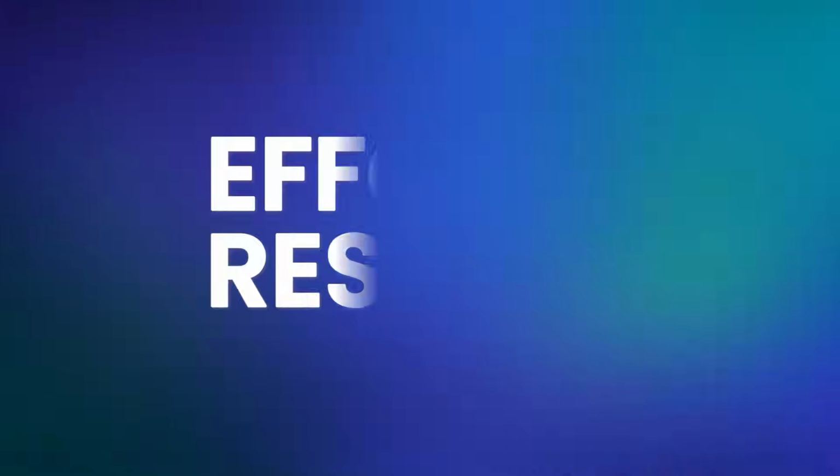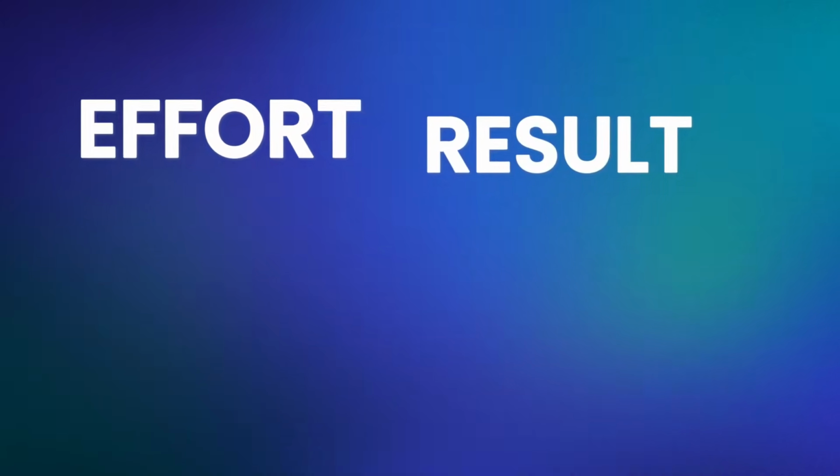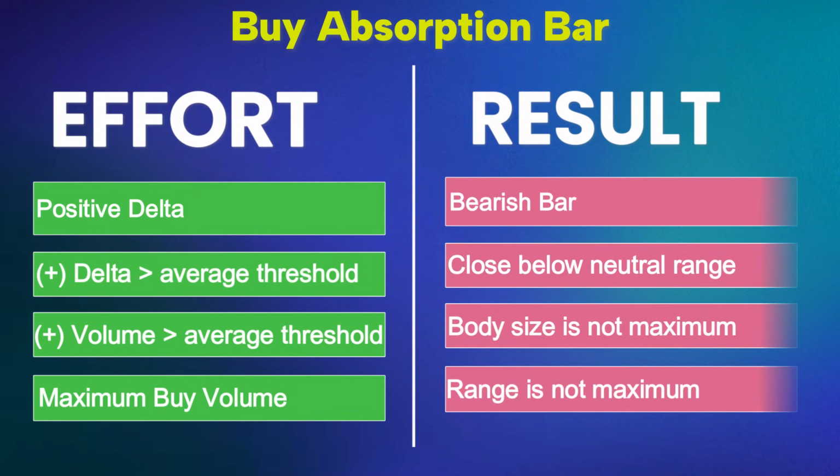Next, let's move on to the buy absorption bar. This pattern works in the opposite way compared to the sell absorption bar, but it is still based on two key elements, effort and result. First, the system confirms buy effort through four conditions. Positive delta. Delta exceeds the average threshold. Buy volume above average, and the highest buy volume in the range. Then it checks the result. A red candle, close below the neutral range, no maximum body, and no maximum range. When all conditions are met, the system confirms a complete buy absorption bar.